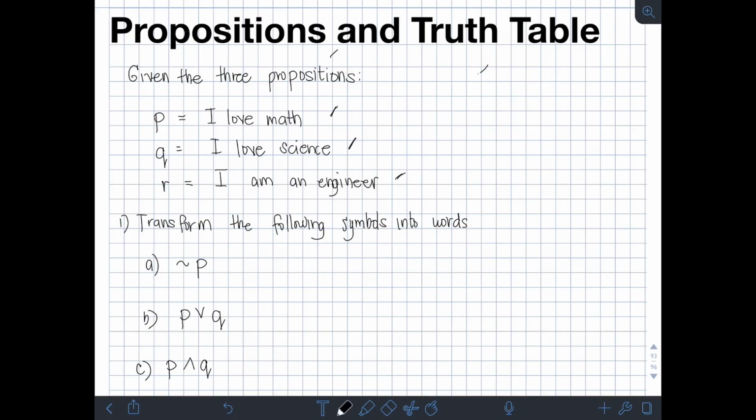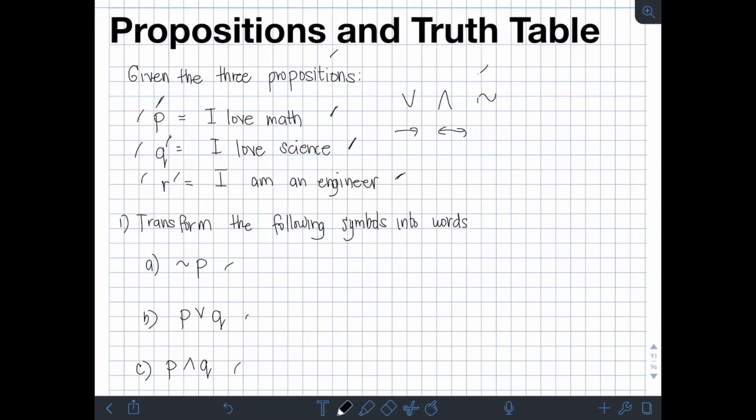Sabi, transform the following symbols into words. Okay? So, di ba alam naman natin yung iba't ibang symbol dun sa video ko sa introduction sa iba't ibang connectives like yung or, and, negate, if then, and if and only if. As well as yung iba't ibang variables for the proposition. So, gagamitin natin itong symbol na to para ma-transform daw natin yung given symbols na to into words. So, yung mga words na gagamitin natin is base dun sa given propositions natin kung anong statement nila. So, itong ang binasa ko kanina na PQR. Okay? So, let's start with letter A.